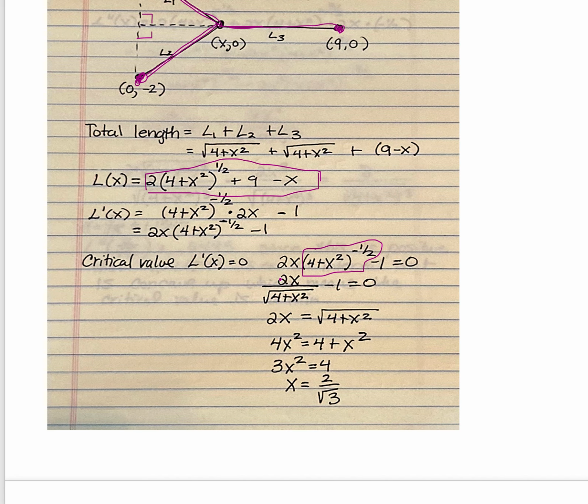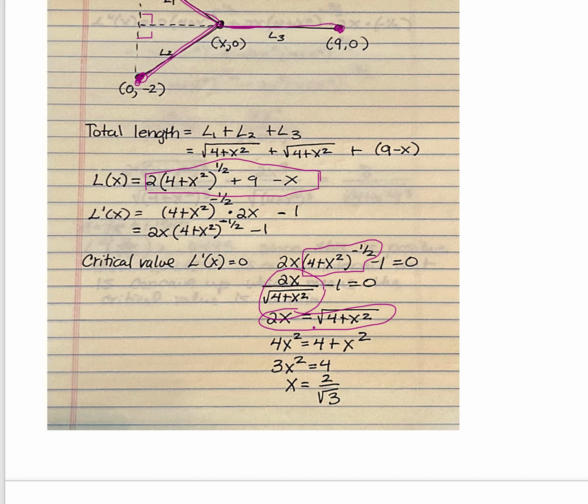And then I saw that 2x over the square root of 4 plus x squared has to be 1, so when I subtract 1, I get 0. So this whole thing right here has to be 1. And in order for that to be 1, the top and the bottom have to be equal to each other. So I set these two equal to each other, and then I solved for x.